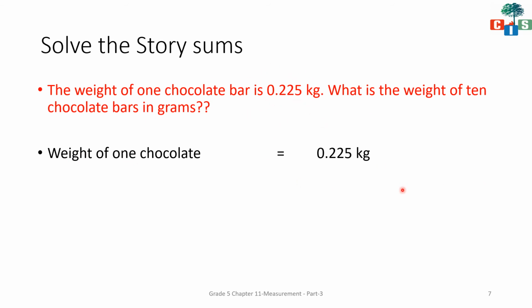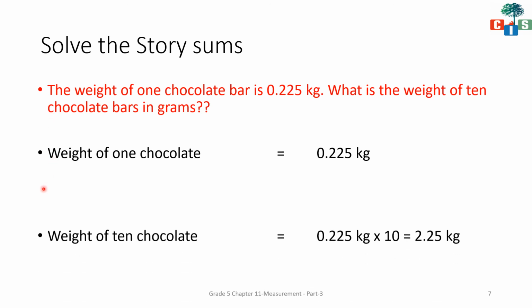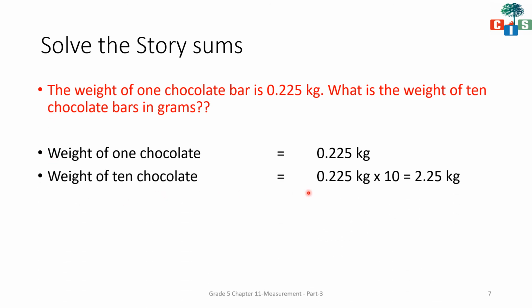0.225 kgs. Okay, now what we will do, we will find the weight of 10 chocolate bars. So for that, scholars, we have to multiply the weight of one chocolate bar with 10. When we multiply the weight of one chocolate bar with 10, we will get the weight of 10 chocolate bars. So the weight of 10 chocolate bars is equal to 0.225 kgs multiplied by 10.